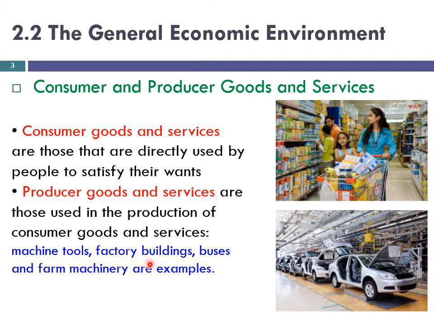For example, factory buildings. Factory buildings are not for the consumers. They are for the producers. The producers need the factory buildings to manufacture goods for the consumers. Buses and farm machinery are some other examples of producer goods.